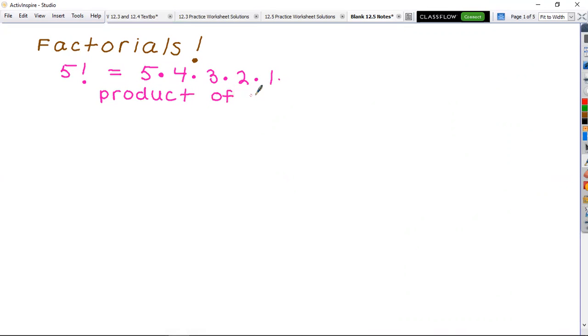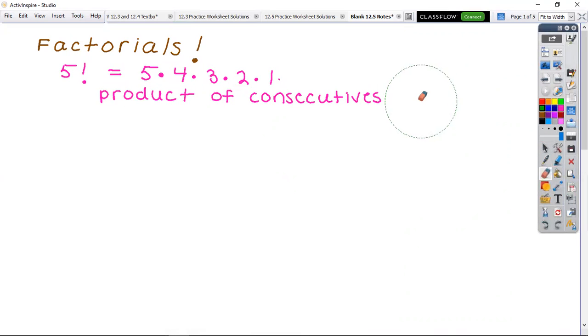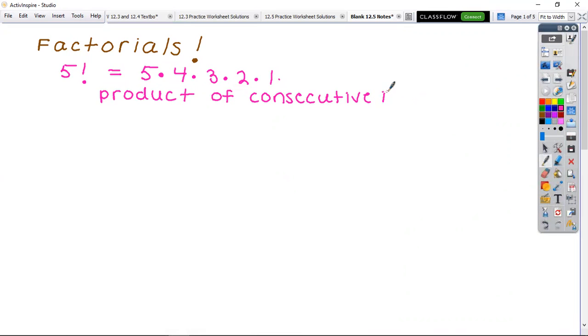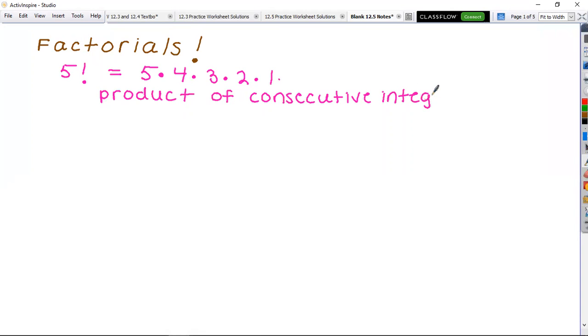So this is the product of consecutive integers all the way down to 1. You're going to need to recognize those patterns, and what you're also going to see is you have to simplify them. It's really easy to do, but I'm going to give you a bunch of examples to look back at to help you.